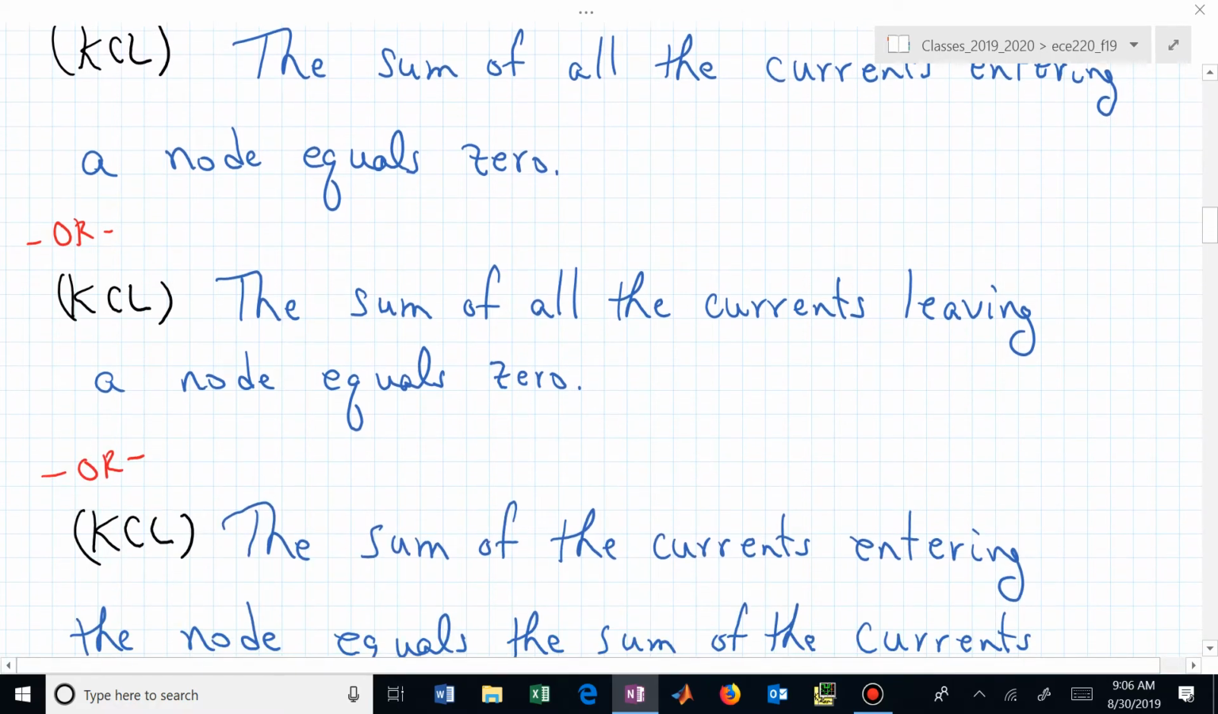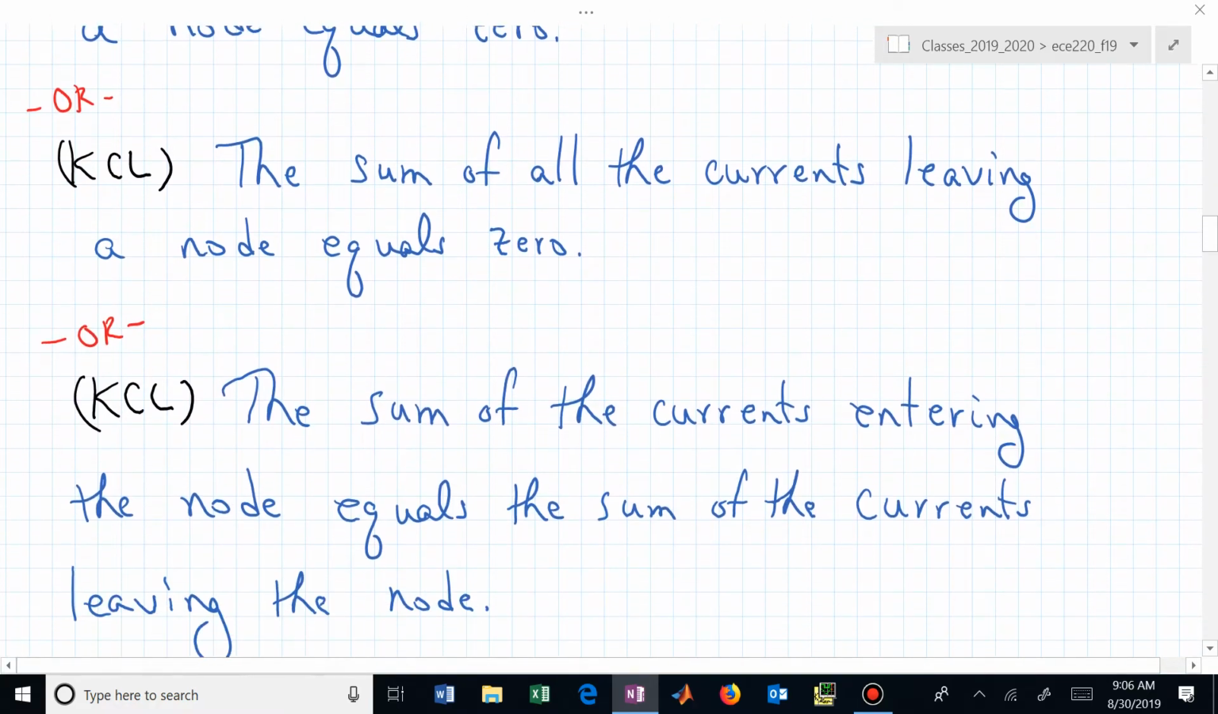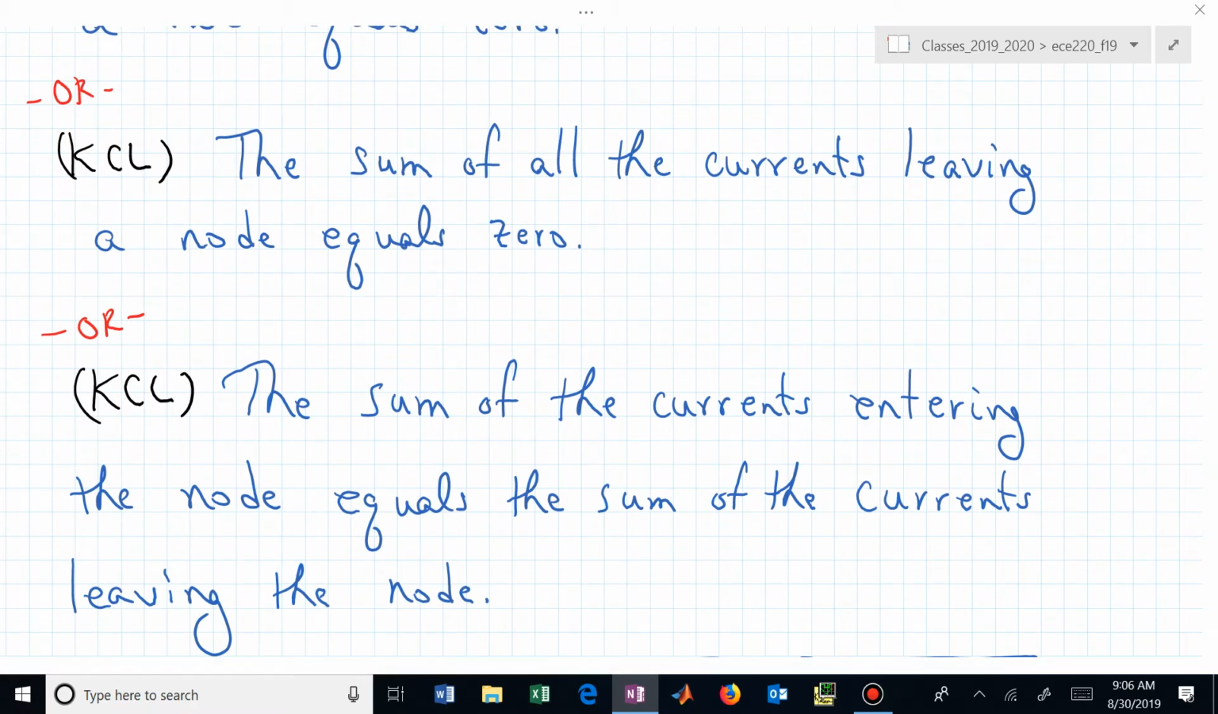And finally, we could say, let's keep these on two different sides of the equality sign. Let's put one group, which are entering, on one side of the equality sign, and let's put all the exiting currents on the other. And now we say the sum of the currents entering the node equals the sum of the currents leaving the node.